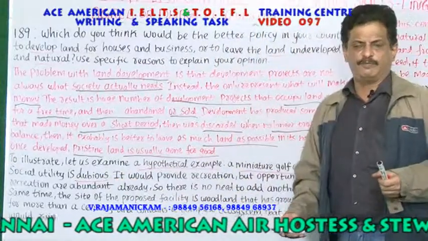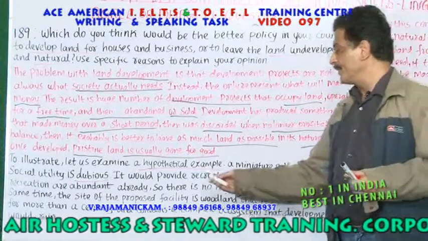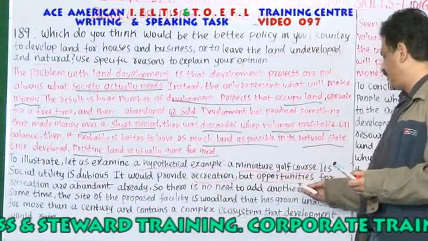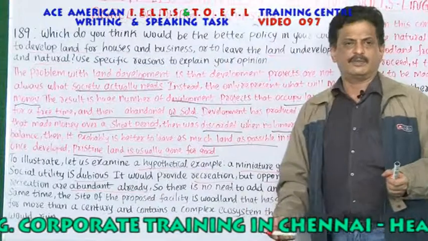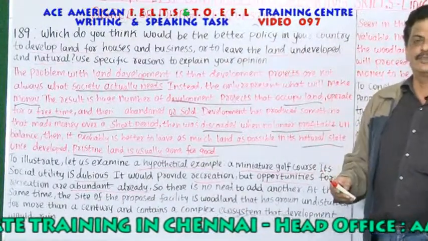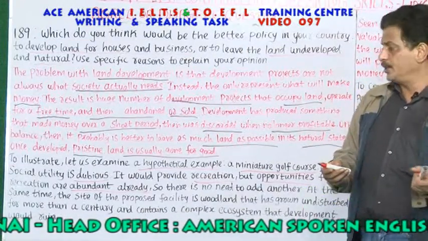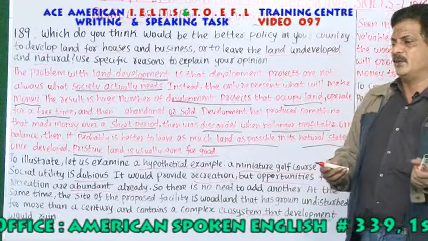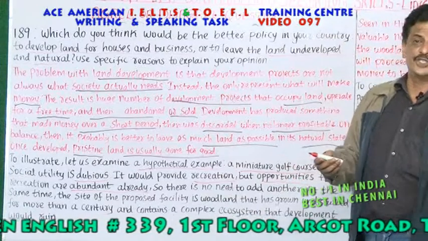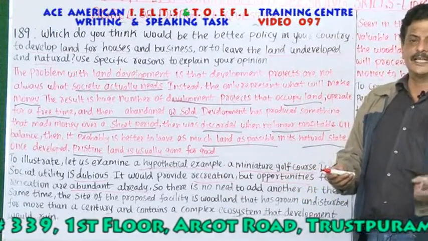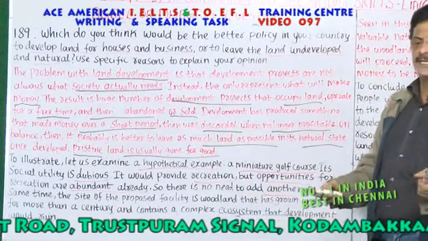So having a golf ground, its use to society is dubious; we don't know. It would provide recreation, but opportunities for recreation are abundant already. So you take 100 acres and leave it for a golf ground. The results are dubious, but already we have a lot of entertainment and time-spending recreation facilities. Football ground is there, hockey gym is there, movies are there, various entertainments are there. So it is not necessary to add another entertainment.